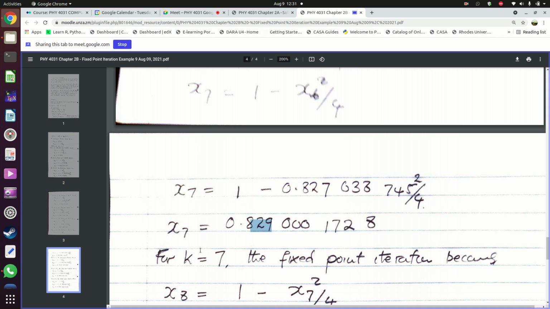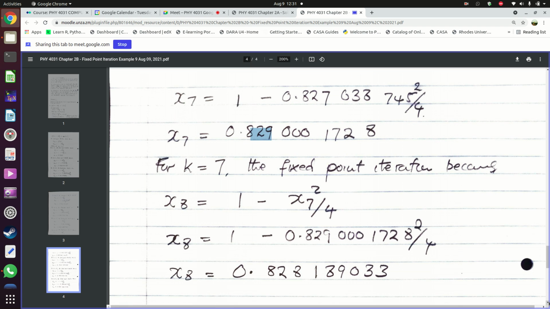Okay. Then you proceed for k equals 7. So your fixed point iteration formula becomes x8 equals 1 minus x7 squared divided by 4. When you put your value for x7 there, you end up having 1 minus 0.829001728 squared divided by 4. So you end up with x8 equals 0.828189033. Basically you can see these two numbers are now firmly in place. The 0.82 is firmly in place. The question is how much the next number, the 9, is supposed to be. Is it 9? Is it 8? But we have a very good idea of where it is. It's 0.82. Is that clear? Yes, sir.